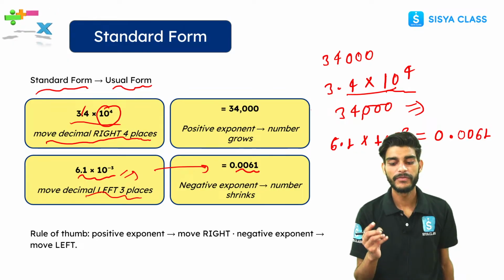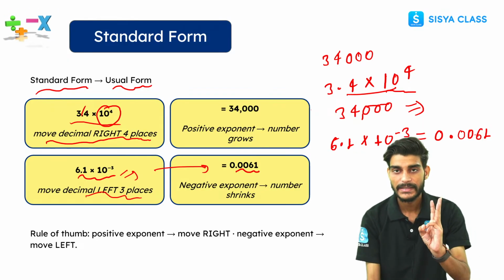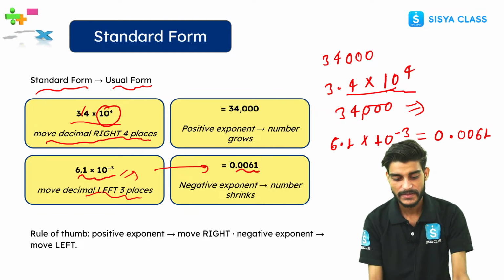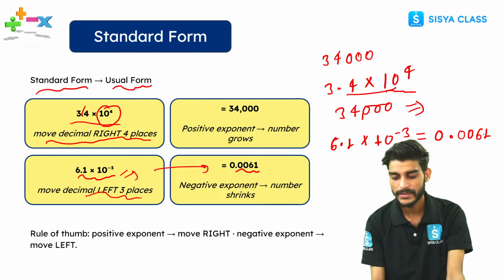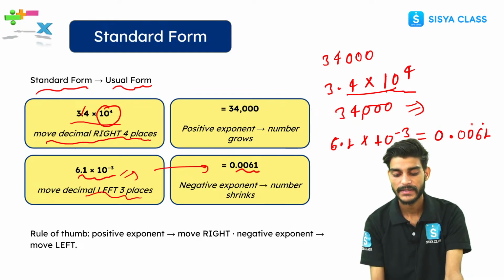So what did I do here? I have moved the decimal left 3 places. See how? In 6.1 there was a decimal after 6. So just move 3 places, 1, 2, 3, to the left.